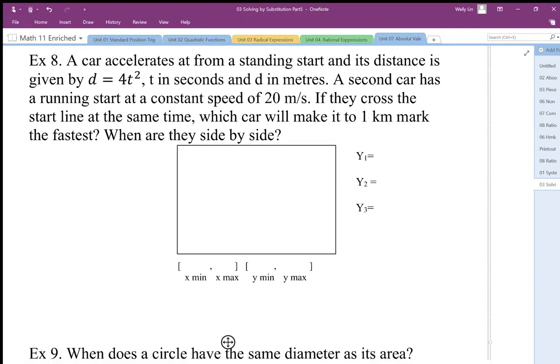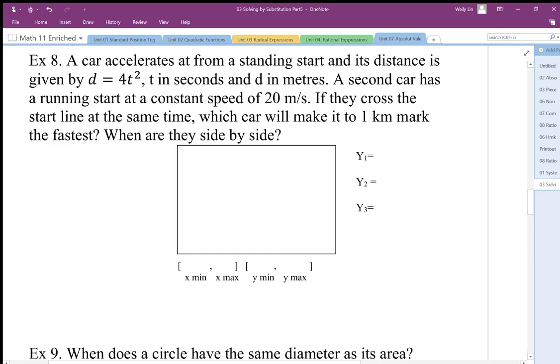A car accelerates from a standing start, a distance of 0, given the equation d equals 4t squared. And a second car is hitting the starting line at a constant speed of 20 meters per second. And they cross the starting line at the same time. Which car will make it to the 1 kilometer mark the fastest?